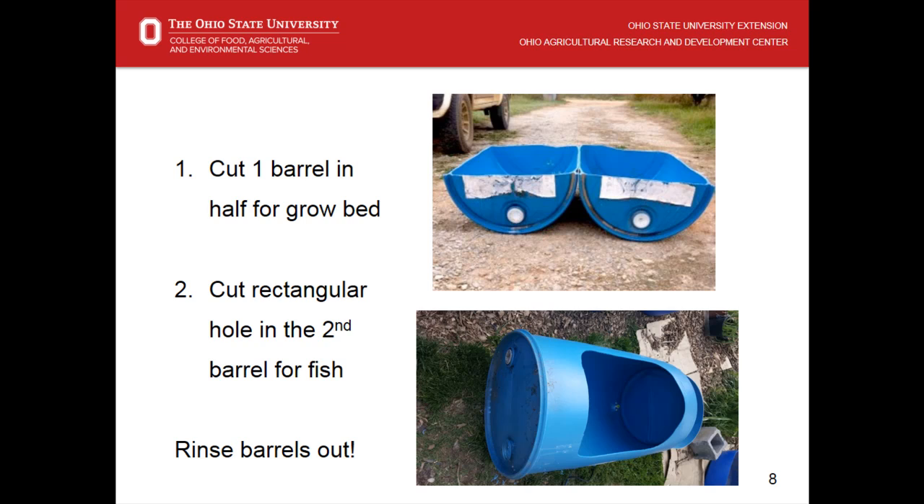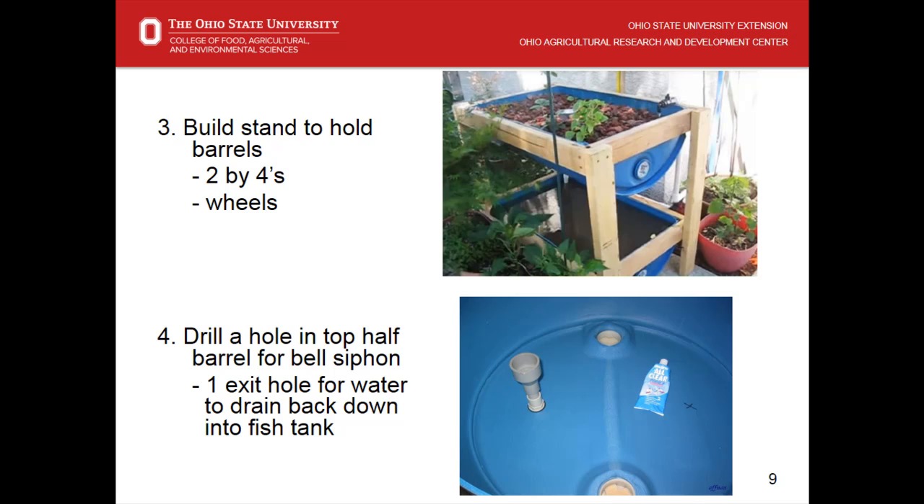I'll go through just a few of these steps with you. To make things fairly simple, we started with one barrel, we cut it in half. That created our top half. We took the second barrel and we cut a big rectangle out of it. This is where we're going to put our fish. However big you want an opening, just keep in mind you don't want your fish jumping out or water coming out. So don't cut a huge opening. You don't want to cut it in half. And like I said, make sure you rinse your barrels out.